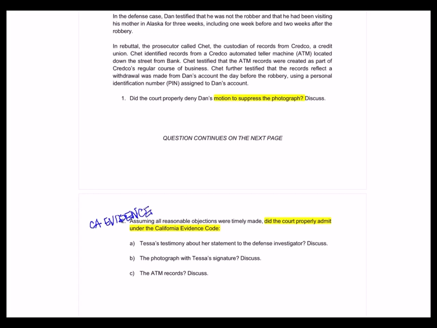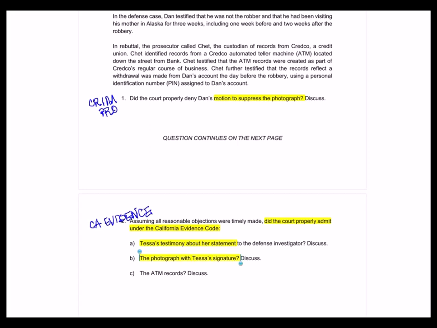So the A piece of evidence is Tessa's testimony about her statement to the defense investigator. That T name doesn't help me. If it were a W name, I'd be pretty sure this is a witness. It's not the prosecution, it's not the defense, so I'm not sure who Tessa is. We're going to have to get to the hypothetical to figure that one out. But I can tell just from this that it's hearsay. She's testifying about her statement out of court to a defense investigator.